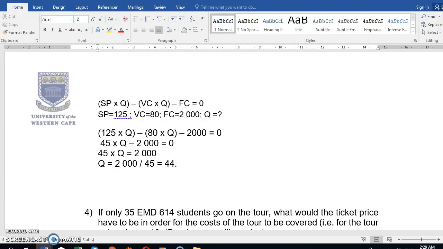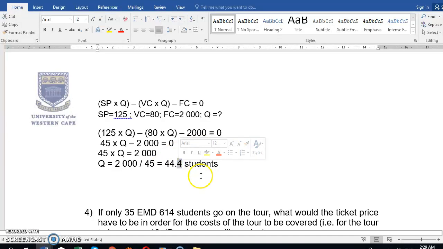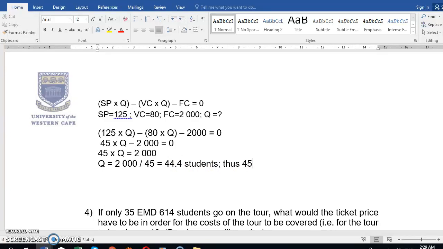roughly 44.4 students. Now this is very important. The unit of measure here is students, and you can't send 0.4 students on a tour, so therefore you have to round, and we always round up, because if you round down, effectively you're going to make a loss. So therefore, thus 45 students. We'd rather be conservative and ensure we make even a slight profit than making a loss. So in this case, the answer would be 45 students.